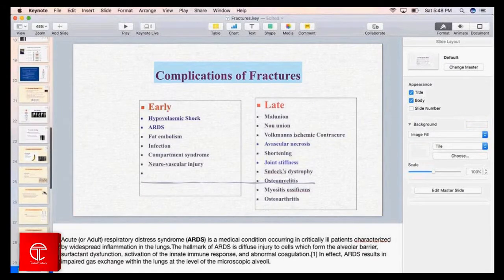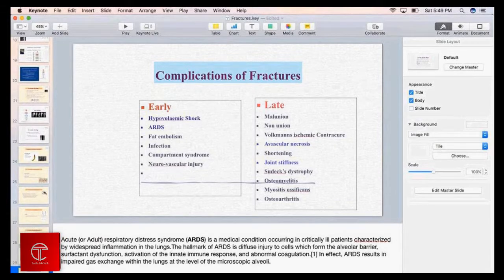Now we are moving on to the last part of this talk, the complications of fracture. The complications of the fracture are broadly classified into early complications and late complications. The common early complications are hypovolemic shock, acute respiratory distress syndrome, fat embolism, infection, compartment syndrome, and neurovascular injury. Late complications are malunion, non-union, Volkmann's ischemic contracture, avascular necrosis, shortening, joint stiffness, pseudoarthrosis, osteomyelitis, myositis ossificans, and osteoarthritis. So all these are the complications.